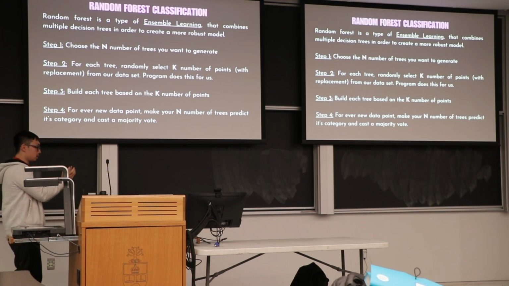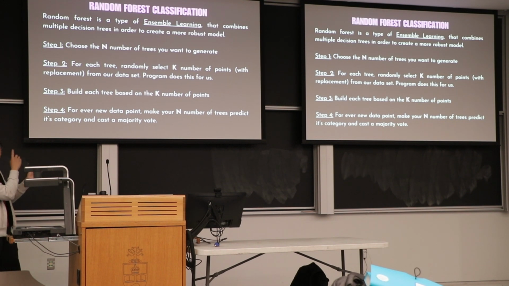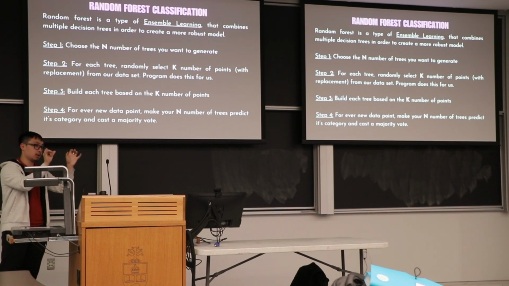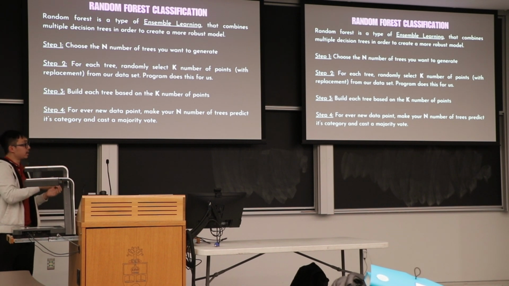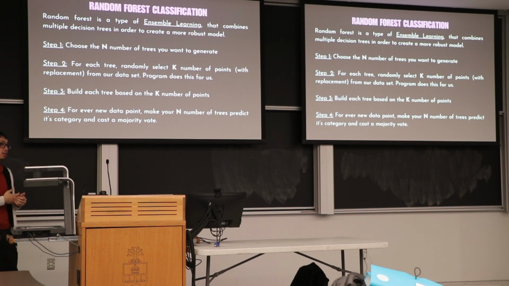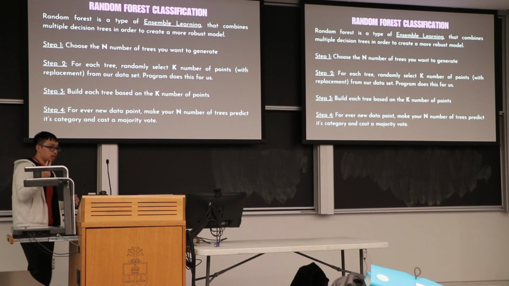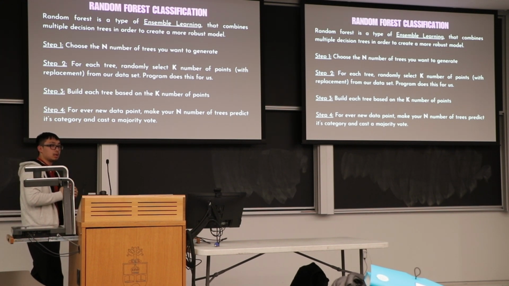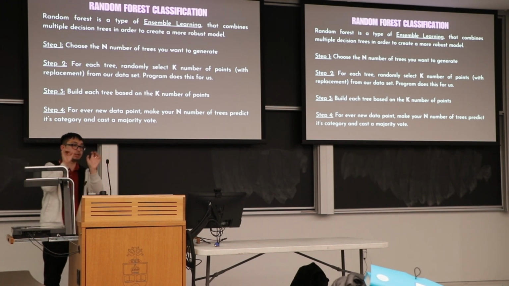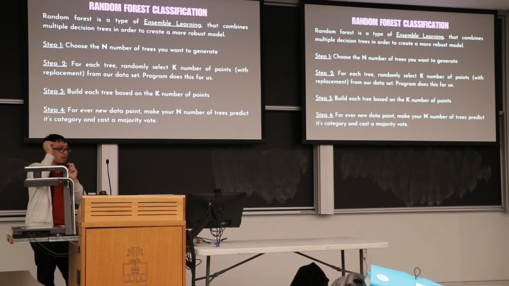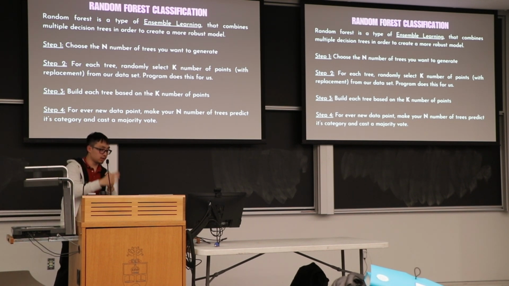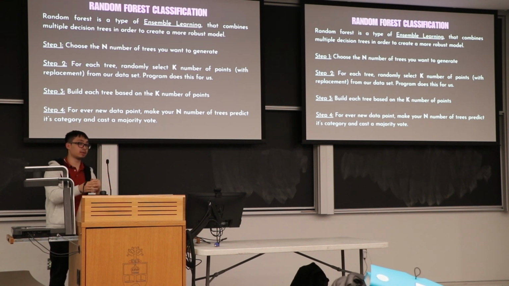So how is this done? Step 1 is to choose the number of trees you want to generate. Step 2, for each tree, randomly select K number of points with replacement. So in each tree, you can have the same points. It doesn't matter, okay? And that's from our data set. And actually the program does it for us, so you don't have to do all that. Step 3 is to build each decision tree based on our K points. So we have so many decision trees to work with. And step 4, for every new data point, make your n number of trees predict its category and cast a majority vote. Does anyone have any questions about this algorithm?